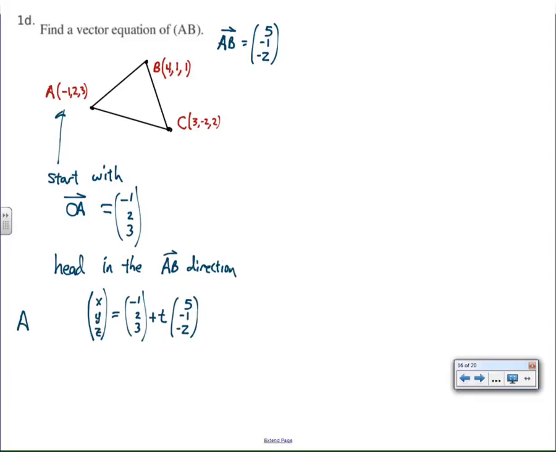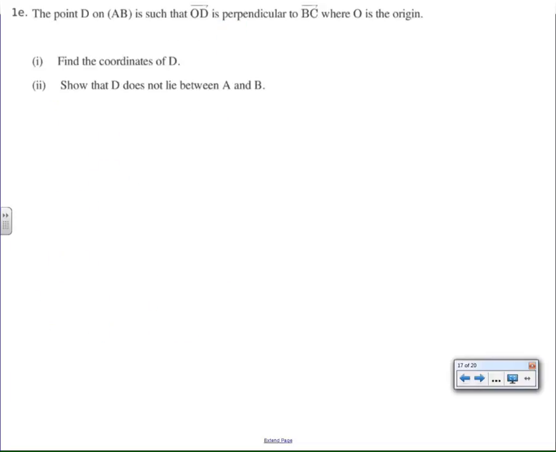So we just add a time parameter to the direction vector of AB, and we have the vector equation of that line. All of this leads up to the reason for this video in the first place, which was we have this setup now. They're saying that there's a point, it's on line AB, and the vector from the origin to point D happens to be perpendicular to BC, where O is the origin. So find the coordinates of D.